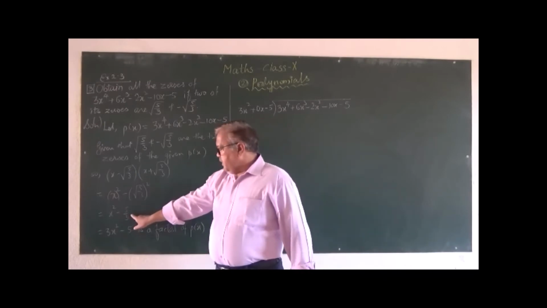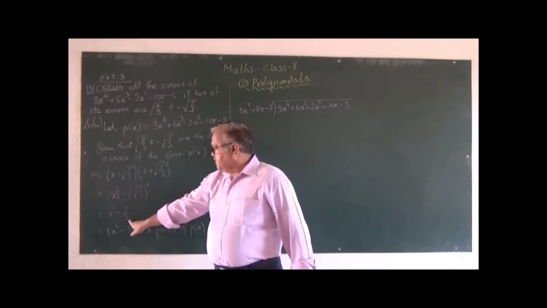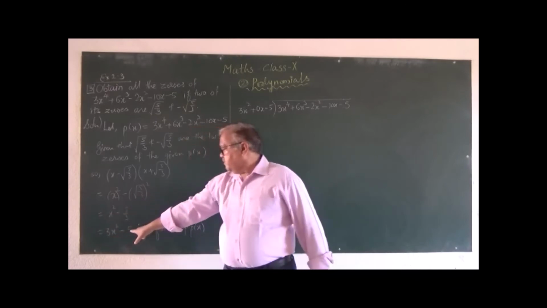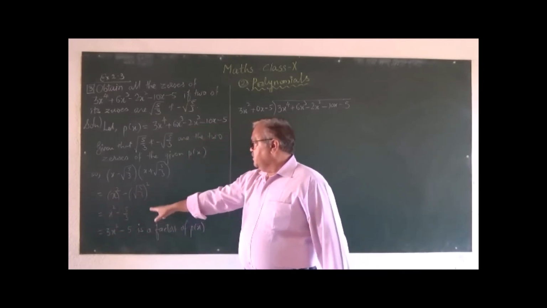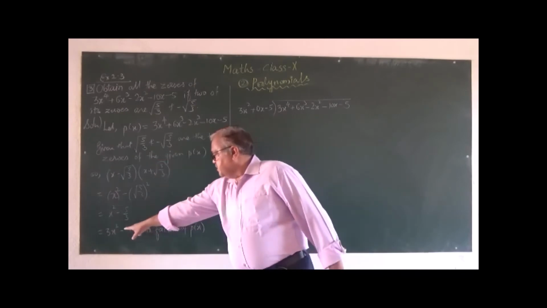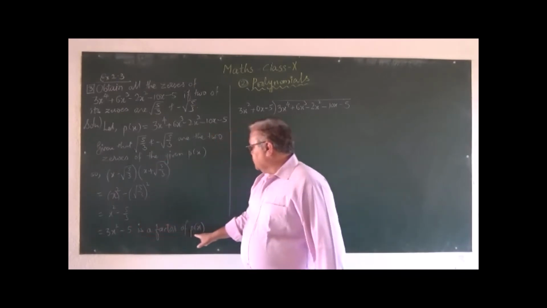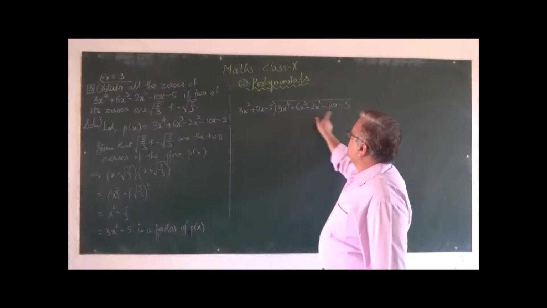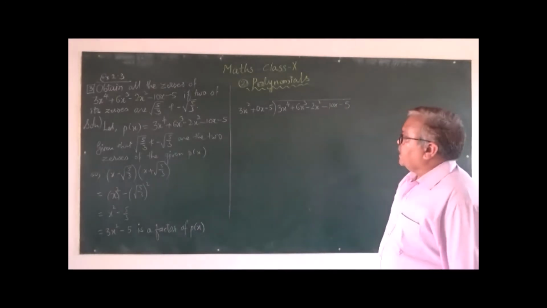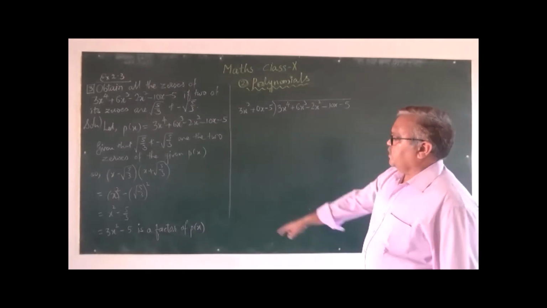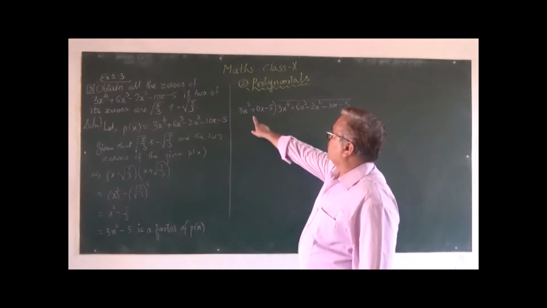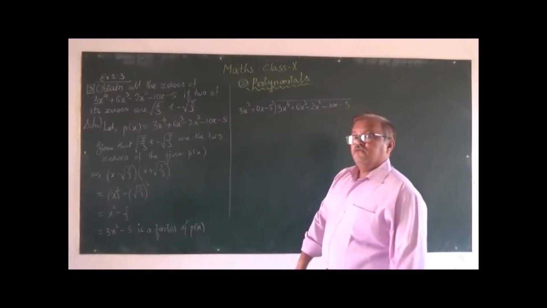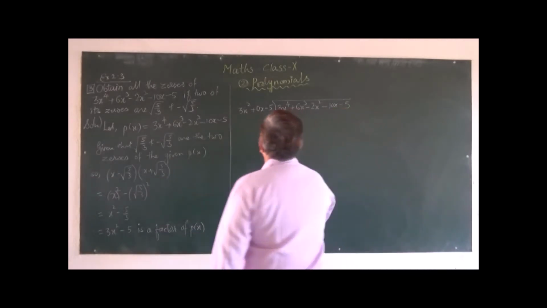Now we want to eliminate this 3, so multiplying all the terms by 3, we will get 3x square minus 5. What is the meaning? These two are the zeros, means 3x square minus 5 is a factor of p of x. So we have to divide now the given polynomial by this factor, 3x square minus 5. What is missing? The x term is missing, so I have supplied the missing term: 3x square plus 0x minus 5. Let us divide this.